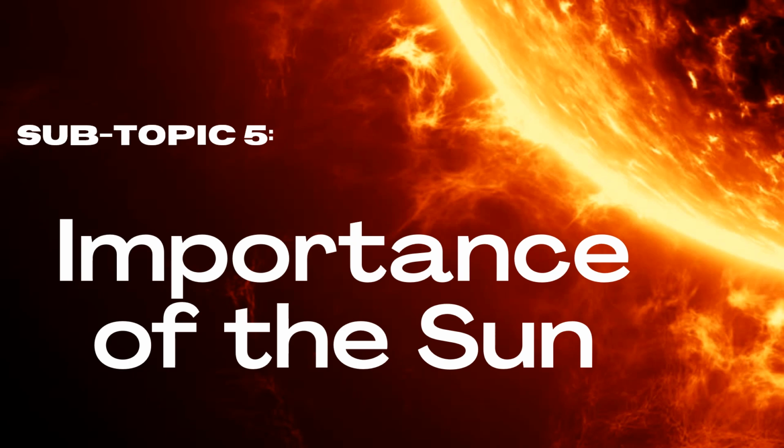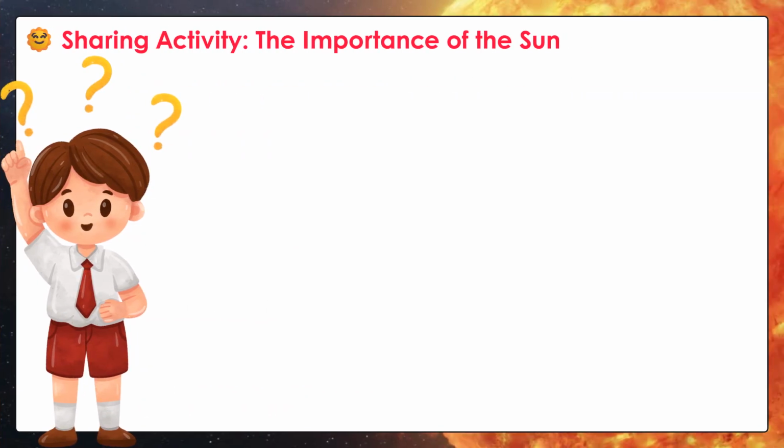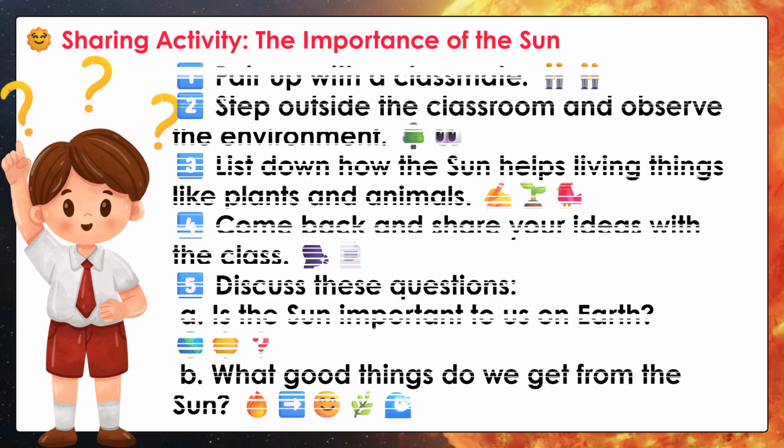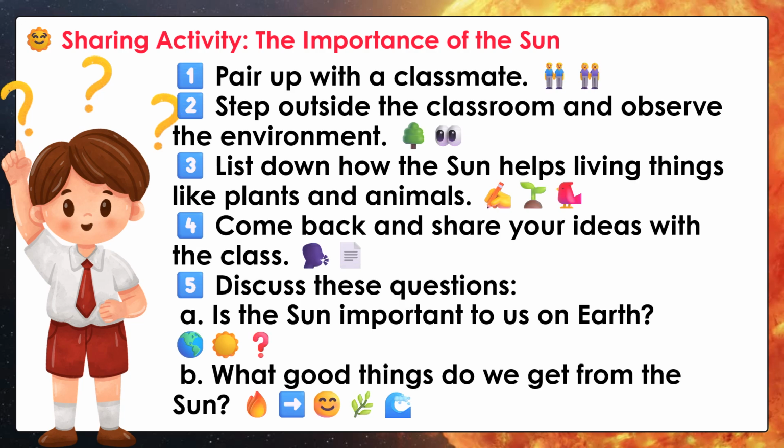Subtopic number 5, Importance of the Sun. Sharing activity, the importance of the sun. Pair up with a classmate. Step outside the classroom and observe the environment. List down how the sun helps living things like plants and animals. Come back and share your ideas with the class. Discuss these questions. A. Is the sun important to us on Earth? And B. What good things do we get from the sun?